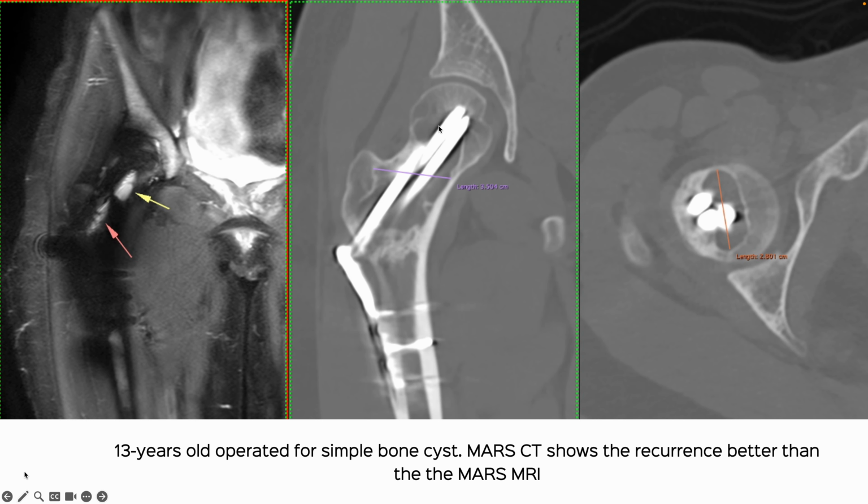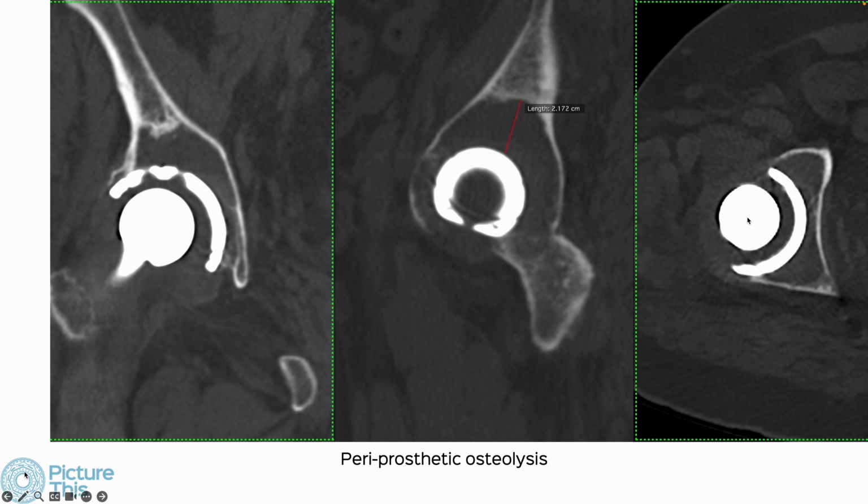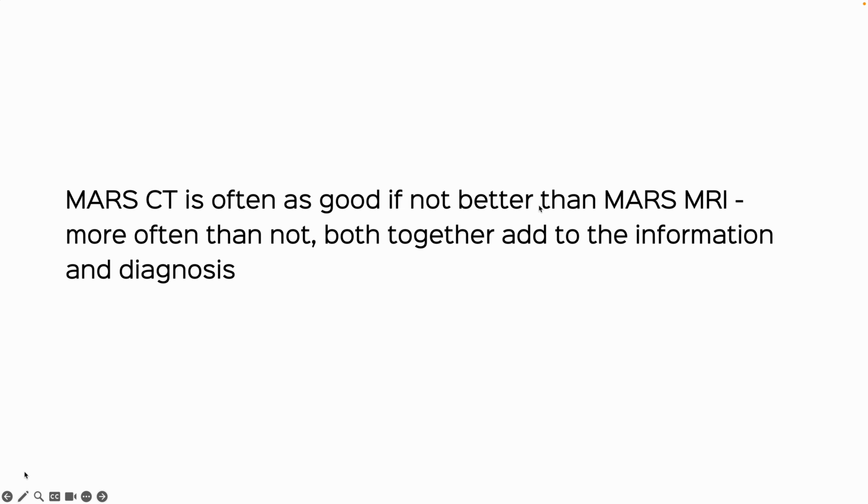Or this recurrent simple bone cyst with the metal. We know there's recurrence on the MR, but far, far better appreciated on the CT. And then this periprosthetic osteolysis is just exquisitely seen on the CT. So MARS CT is often as good, if not better, than MR. Of course, if we do both together, then we get more than additive information.